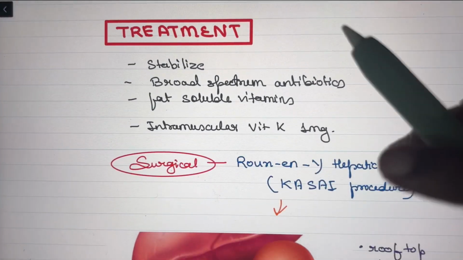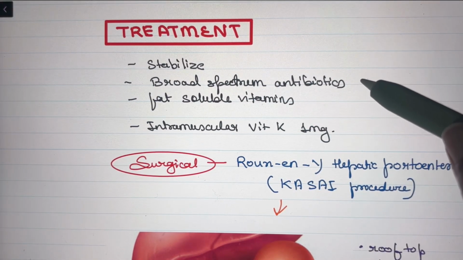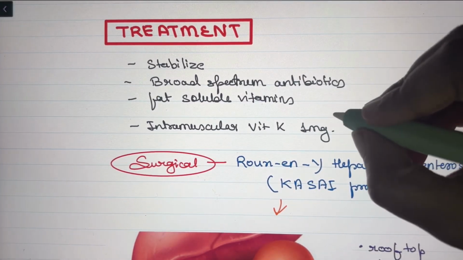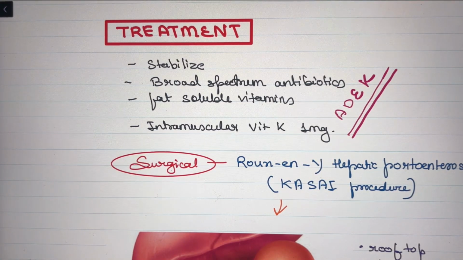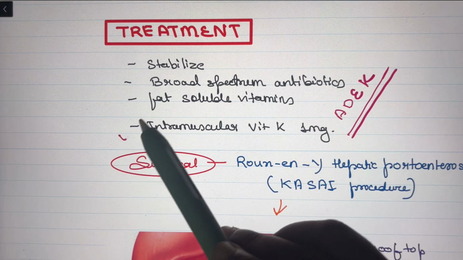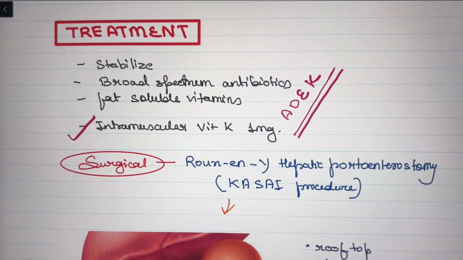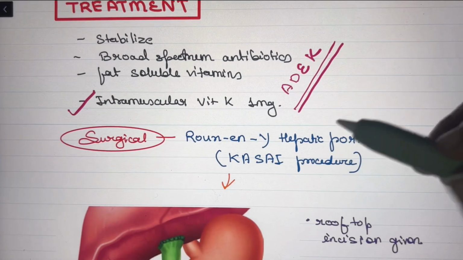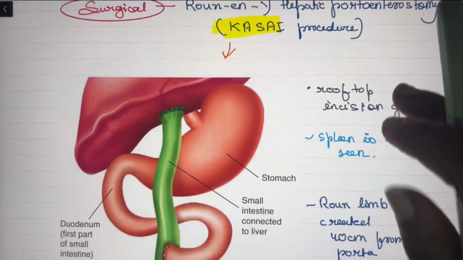Now, treatment is, first you need to stabilize the patient. Broad spectrum IV antibiotics are started. Fat soluble vitamins, because fat soluble vitamins are A, D, E and K. Vitamins A, D, E and K are given. As liver failure is present, there will be a deficiency of fat soluble vitamins in the neonates. And intramuscular vitamin K is also given. And the surgery that we do today for biliary atresia is Roux-en-Y hepatoportoenterostomy. I said this at the start of my video. This is also known as the Kasai procedure.